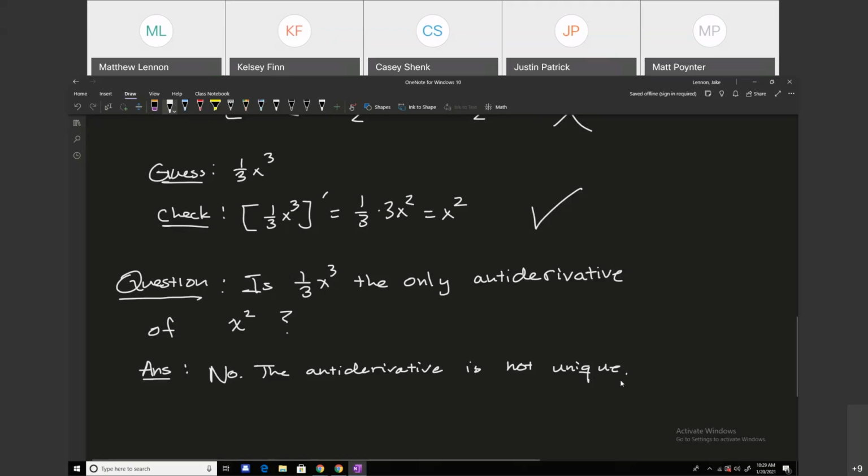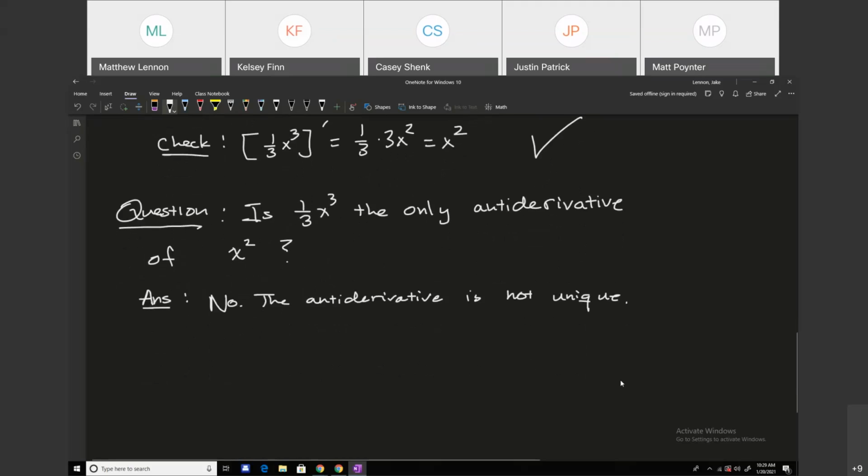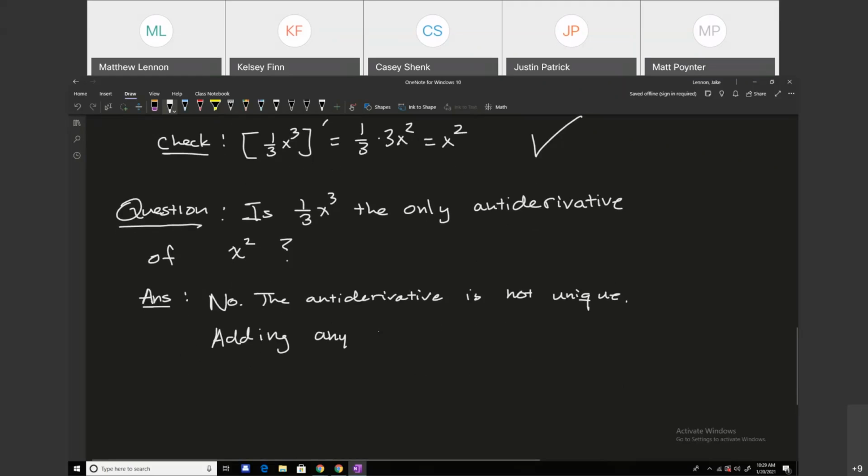antiderivative? Well, you could really add any constant to this, and the reason is if you take the derivative of any constant, it just vanishes, right? It becomes zero. So adding any constant to 1/3 x cubed would not affect the value of its derivative.